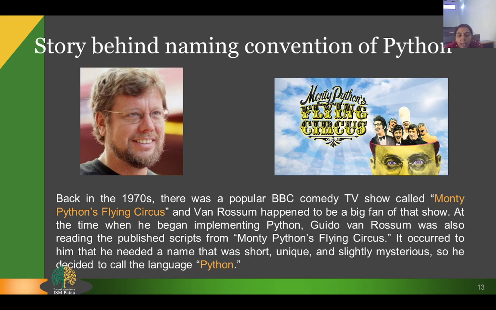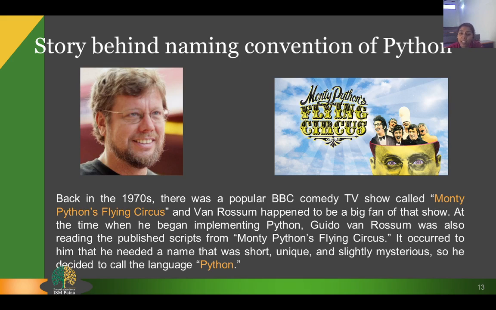Back in the 1970s, there was a popular BBC comedy TV show called Monty Python's Flying Circus. And Van Rossum happened to be a big fan of that show. At the time when he began implementing Python, he was also reading the published scripts from Monty Python's Flying Circus. And while reading, an idea clicked in his mind. He was in search of a name for the programming language he was going to introduce. His mind struck, and he decided to give the name Python to the programming language he was going to implement. So in this way, the name Python was given to the programming language.